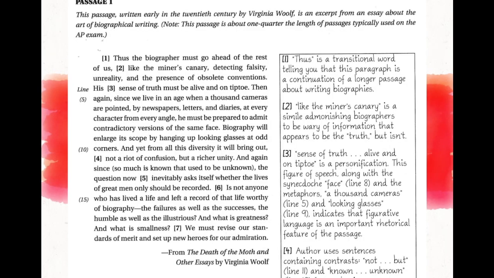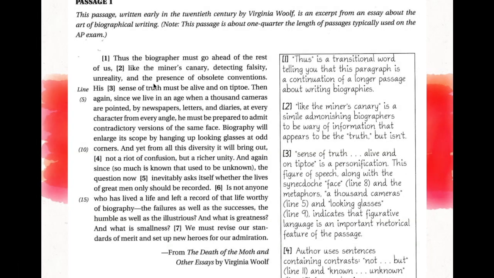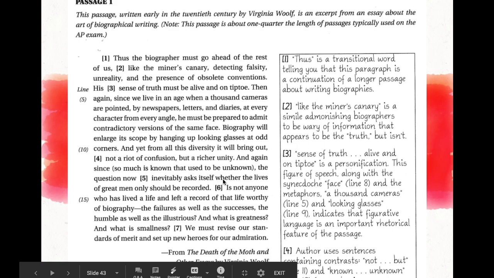Okay, so we're going to look at some annotations here. This one was written by Virginia Woolf. You'll see in the margin is what the annotation is. But instead of actually underlining or things like that, they're just putting it on the side. When you do it, you're welcome to do whatever is easiest for you. So this passage is about a quarter of the length of a passage usually on an AP exam. That's not really that accurate. I'd say this is maybe half. They usually don't give you too long.